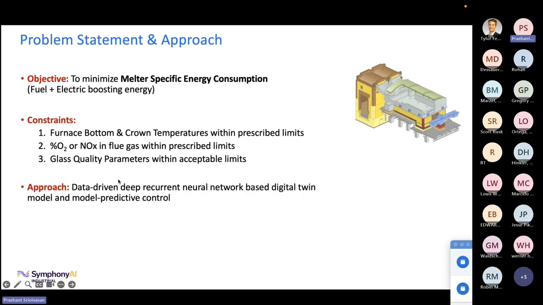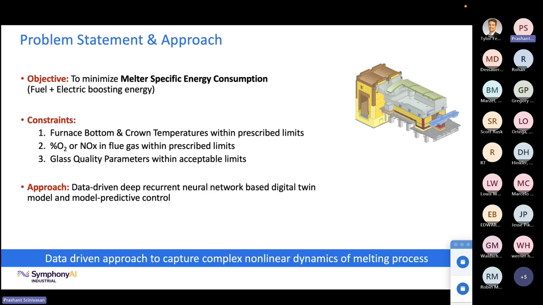And the approach that we use is a data-driven, deep recurrent neural network architecture. We of course also tried some of the other architectures, and we use these models along with a model predictive control and a real-time optimization strategy. And the reason we're using these complex models, again, as I mentioned, is because of the nature of the process. You have very long time delays and residence times, and also a lot of uncertainties in the process, complex nonlinear dynamics. And that makes it really challenging to model with just a very simple model.